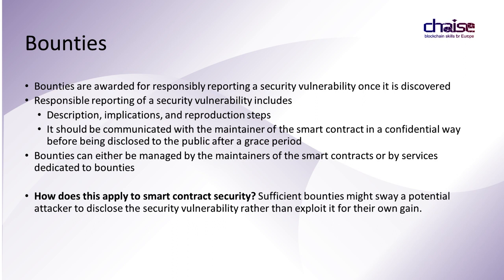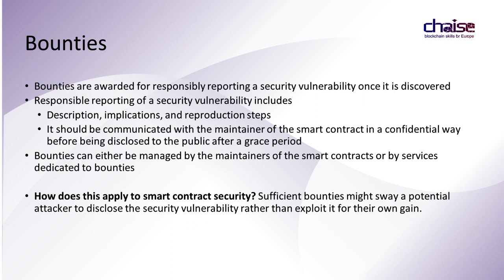Bounties are awarded for responsibly reporting a security vulnerability once it is discovered. Responsible reporting of a security vulnerability includes description, implications, and reproduction steps. The more detail is provided, the easier the vulnerability is to address. It should be communicated with the maintainer of the smart contract in a confidential way before being disclosed to the public after a grace period.